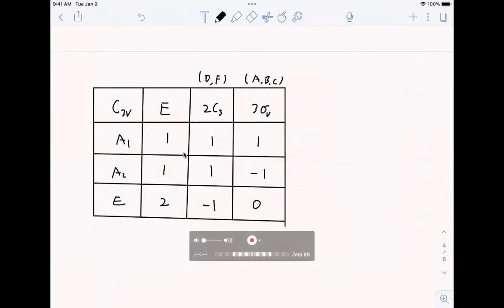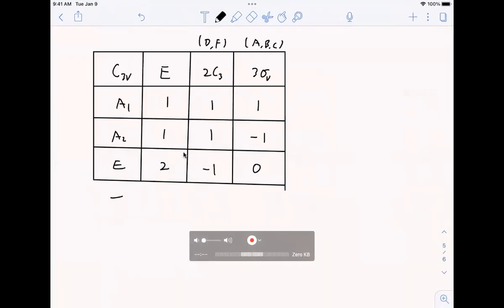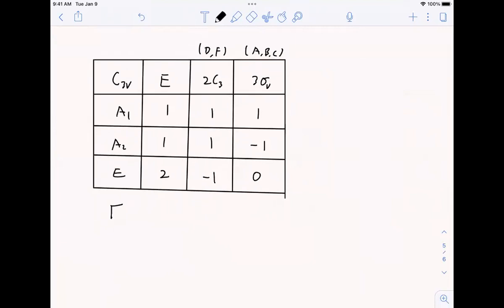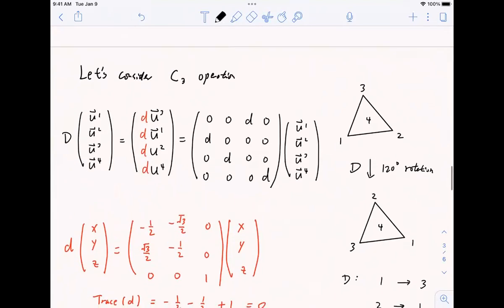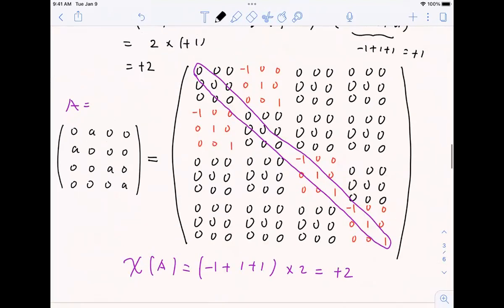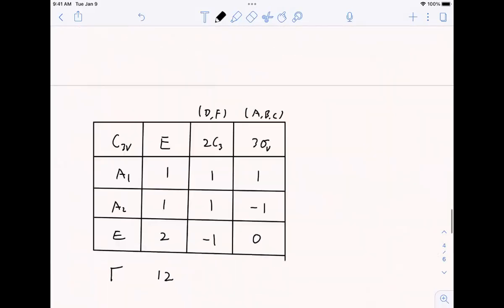Okay, now let's write down the gamma. So the gamma for E will be 12, because E is the identity operation. So basically you just ask the dimension. What is the dimension? Here you can see, totally it will be 12. So for the identity element, all of these are 1. So the character for E will be 12.